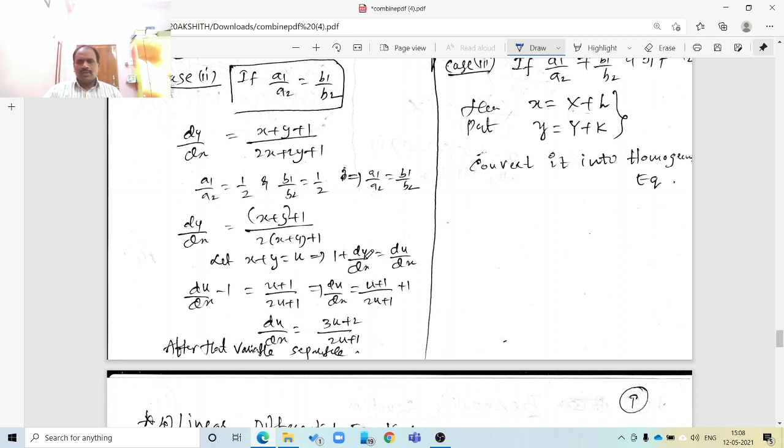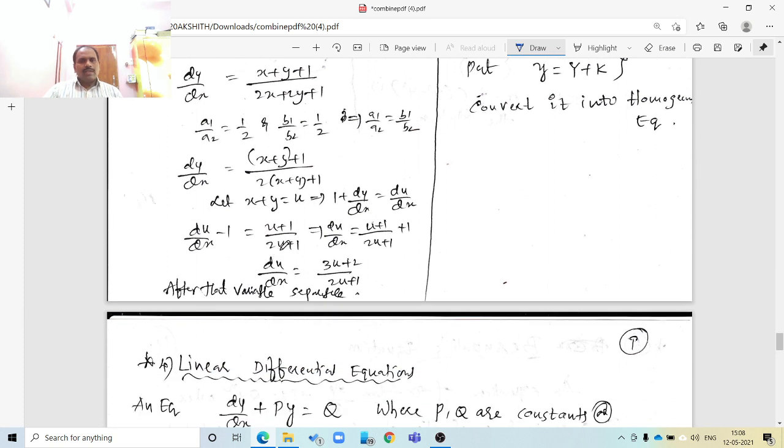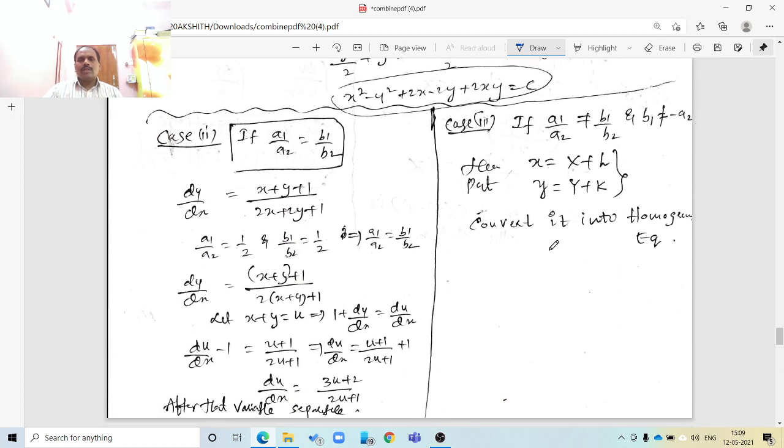So after substitution, obviously you have to differentiate. 1 plus dy by dx is equal to du by dx. dy by dx minus 1 is equal to u plus 1 by 2u plus 1. After simplification, you will get this method. So again, it is variable separable method, so you can solve this differential equation by using variable separable method.